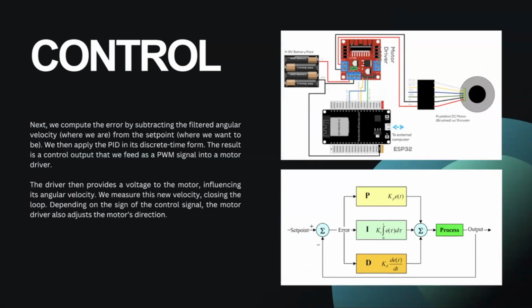We then apply the PID in its discrete time form. The result is a control output that we feed as a PWM signal into a motor driver. The driver then provides a voltage to the motor, influencing its angular velocity. We measure this new velocity, closing the loop. Depending on the sign of the control signal, the motor driver adjusts the motor's direction.